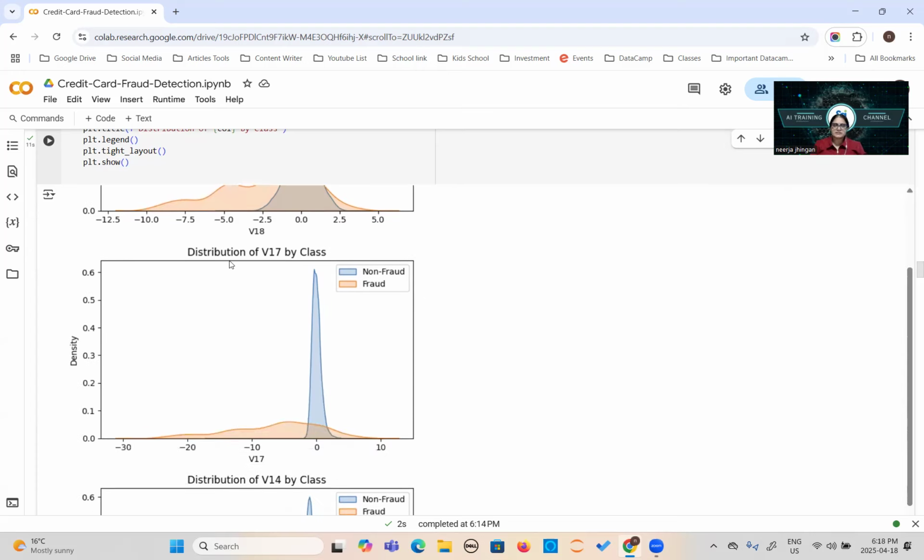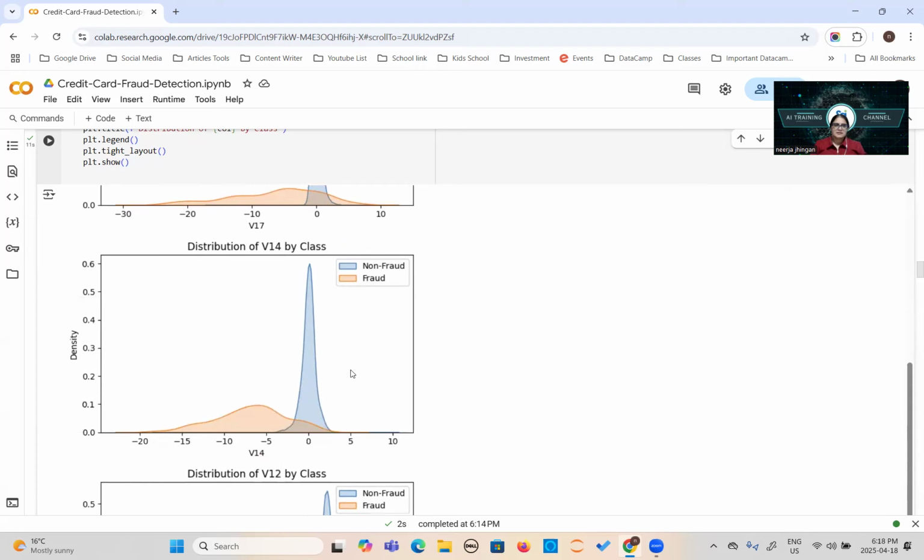Now the next graph, look at this, V17. So now V17 values are on the x-axis, and the density is on the y-axis. So how many fraud cases are there with V17 between what range? This is below 0.1 distribution, fewer records, right? And non-fraud records are between only this one. Okay, 0.6 distribution, right? Values.